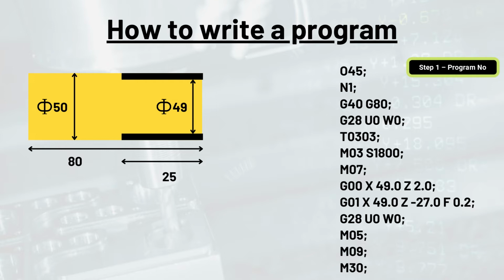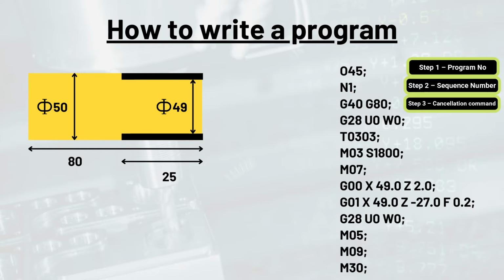The next step is providing the sequence number. In this step, we provide a sequence number to the program. If for one particular operation we need different tools, we need a sequence for the same. Let's say N1 is the sequence for one sequence.